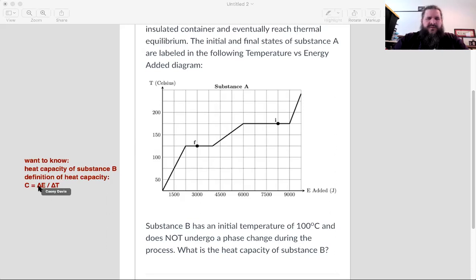And again, formally, that should really be heat over change in temperature, but we're assuming all the transfers here are heat, no work involved here, just heat. So if we can figure out how much energy B absorbs, because it looks like A is losing energy, so presumably B is going to be gaining energy, and delta T, how much B's temperature changes, then we can just divide those and we're done.